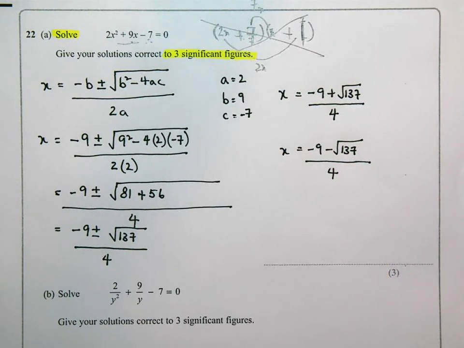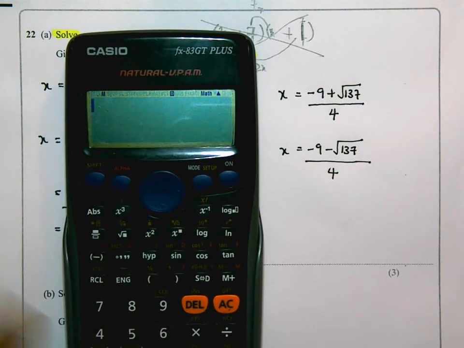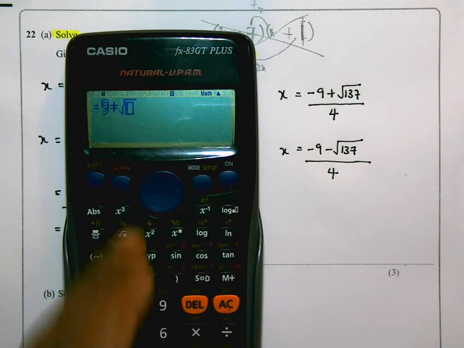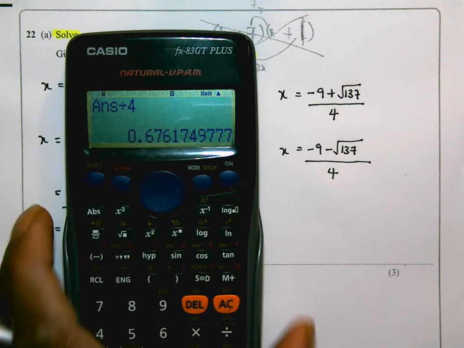So I'm going to use the minus button, minus 9 plus the square root of 137 equals, and divide that number by 4, and that gives me this value, 0.67617. So I'm going to write several of these numbers down.